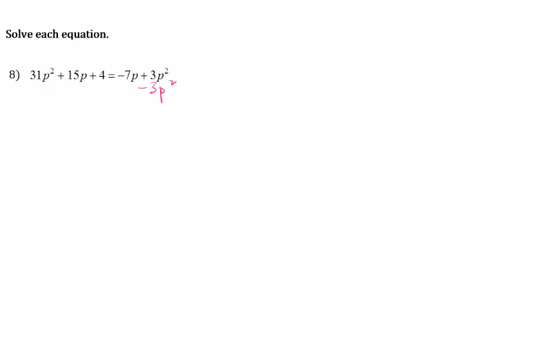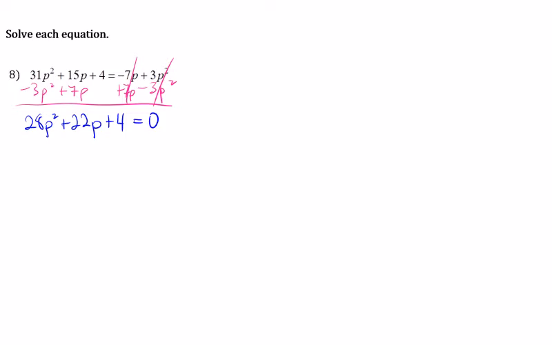So I'm going to subtract 31p squared and get that to the left. Then I want to get everything else to the left as well, so I can get the other side equal to 0, right? Okay, so these cancel out. I lined up like terms, right? So 31p squared minus 3p squared is 28p squared. 15p plus 7p is 22p. And I bring down the plus 4. And now I have it equal to 0, right?